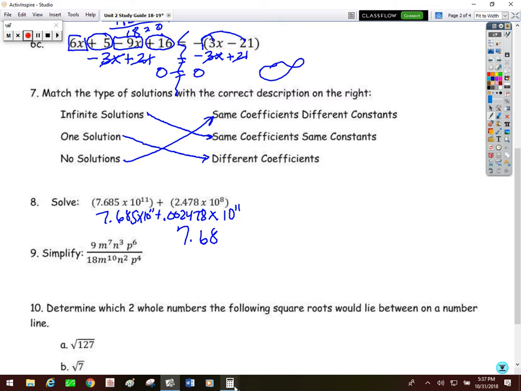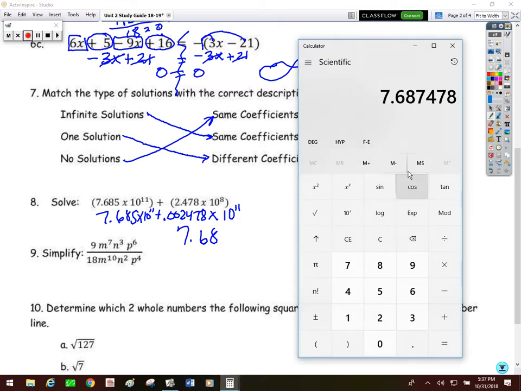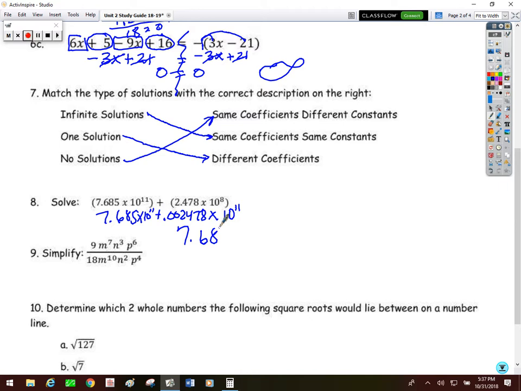7.687478 times 10 to the 11th power. Okay, and again, your calculator will do that for you. So, and if I check real quick, this is good. One number here, and my exponents are the same, so I'm good.